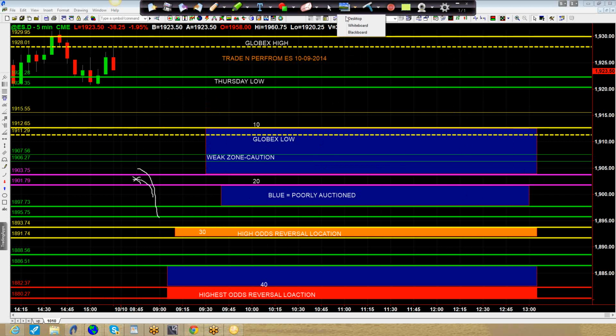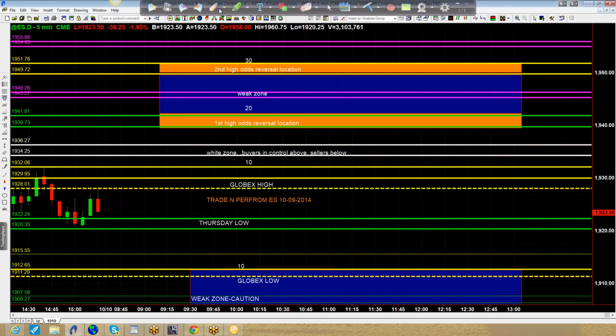So it looks like we're opening at 1923. Let's pretend right now we've just opened at 1923. First place I'm looking is either this 1932 or this 1934 and a quarter for a counter rotation back down. If this completely busts and goes without pausing, first thing I'm doing is looking to the 1943 area, which would put me at 1941.81, right in front of this poorly auctioned area, or behind.